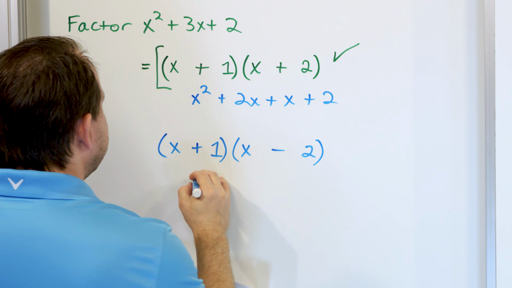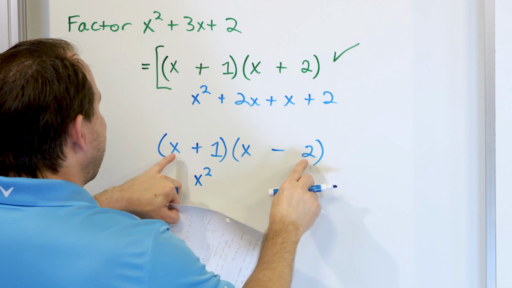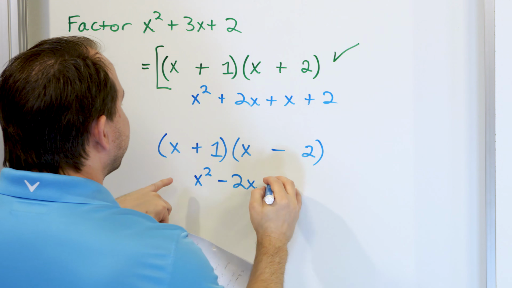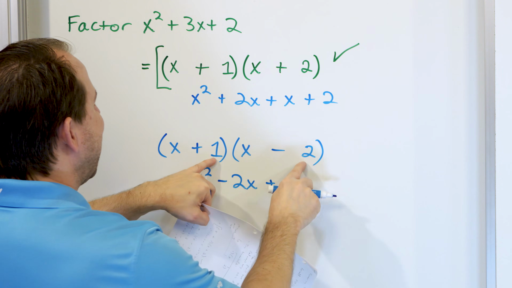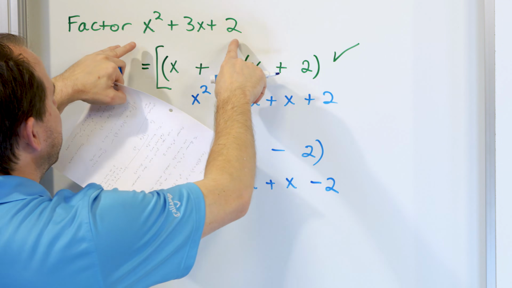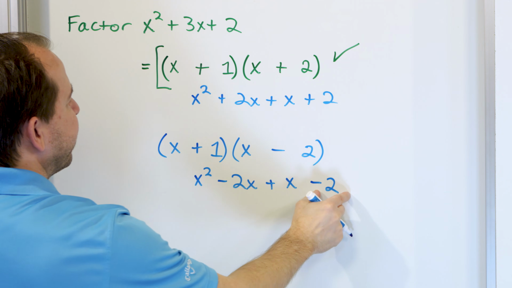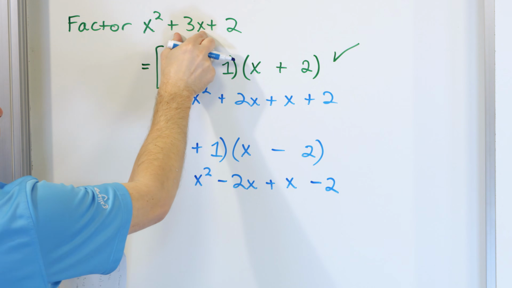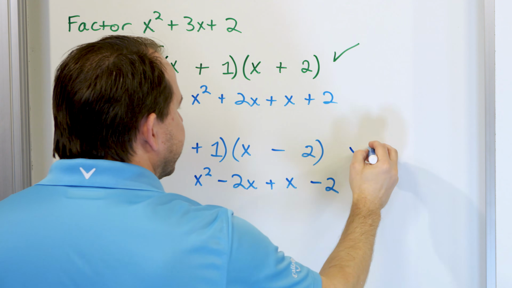The first terms are going to give you x squared. Then the outside terms, negative 2 times this would give me negative 2x. Then the inner terms would give me positive x, then the last terms would give me negative 2. And you can see right away, this is never going to equal what we started with. The minus 2, first of all, is totally wrong. The inside terms also will not add up to this. So this is not correct, right?